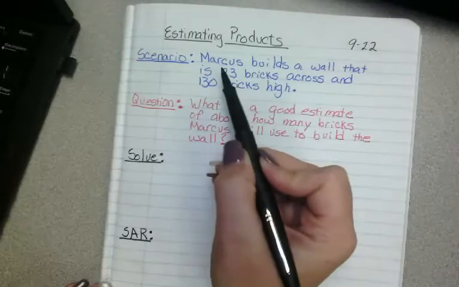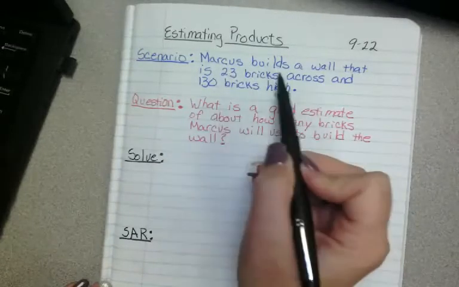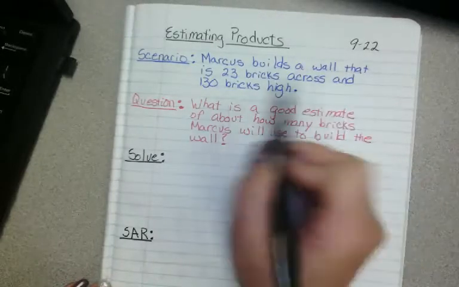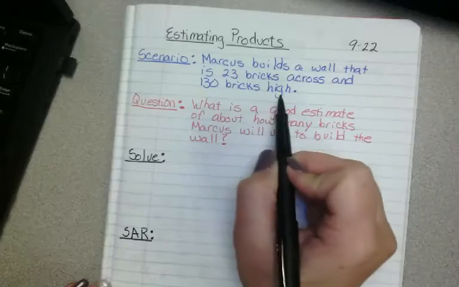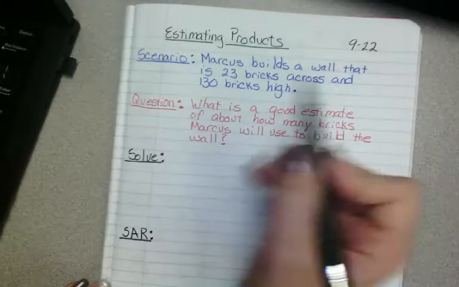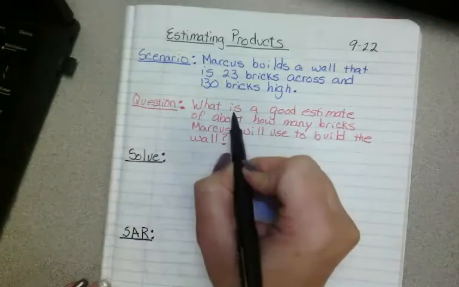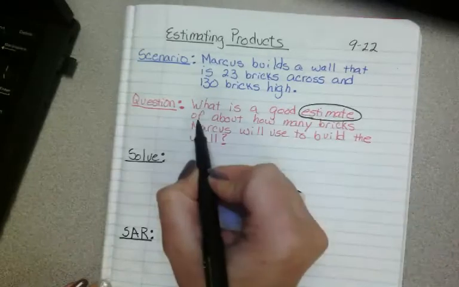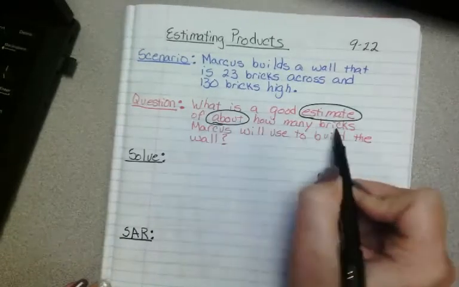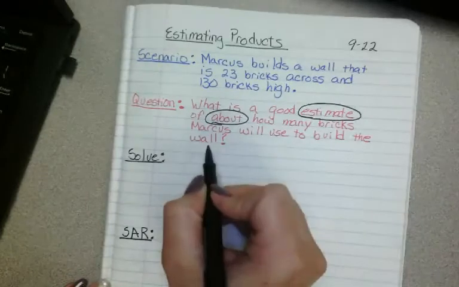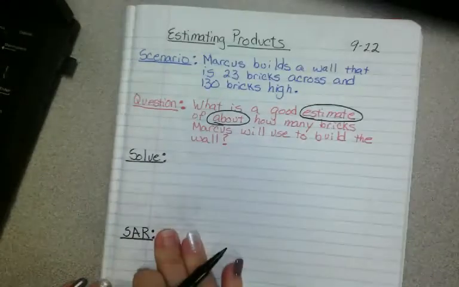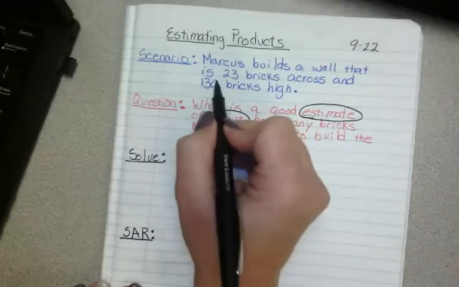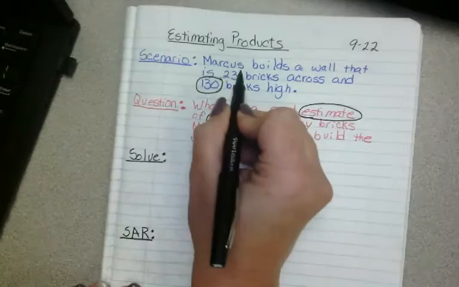So, the scenario says, Marcus builds a wall that is 23 bricks across and 130 bricks high. And here's the question, what is a good estimate of about how many bricks Marcus will use to build the wall? Okay, so this is a simple multiplication problem. And we're dealing with the numbers 130 and 23.